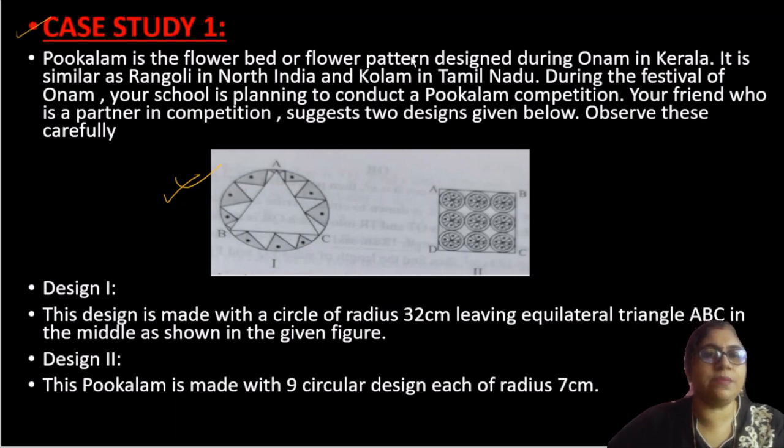During the festival of Onam, your school is planning to conduct a pookalam competition. Your friend, who is a partner in the competition, suggests two designs given below. Observe the figure carefully. So this is design 1 and this is design 2. In design 1, this design is made with a circle of radius 32 centimeter.